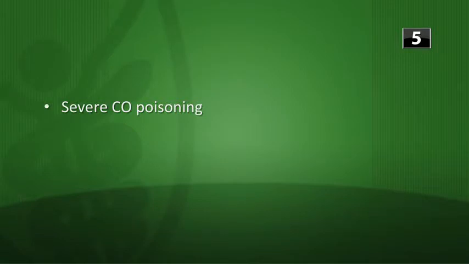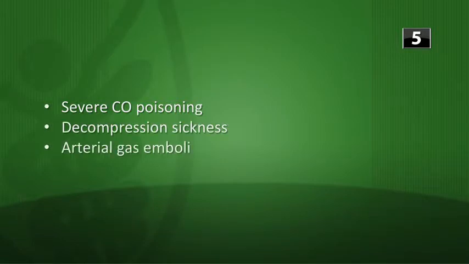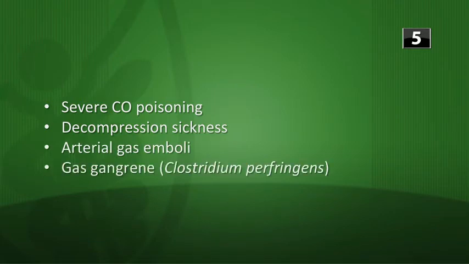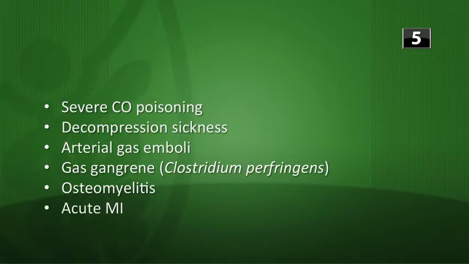Next, for what conditions is hyperbaric oxygen therapy particularly helpful? So we use hyperbaric oxygen for severe carbon monoxide poisoning, for decompression sickness and arterial gas emboli, and then maybe for gas gangrene caused by Clostridium perfringens, which is an anaerobe. And then there's also some theoretical use of hyperbaric oxygen in treating osteomyelitis and also in treating acute MIs, but that's certainly not standard therapy yet.